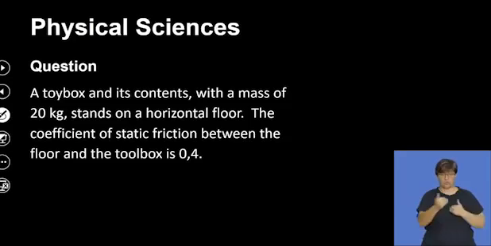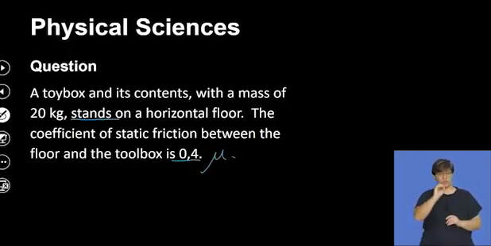So first of all, keywords, stands. In other words, it's not moving, static friction. Coefficient of static friction, 0.4. They are giving me mu s. When you read a question, underline important things. See what the important words are. That helps you put it into context, okay?